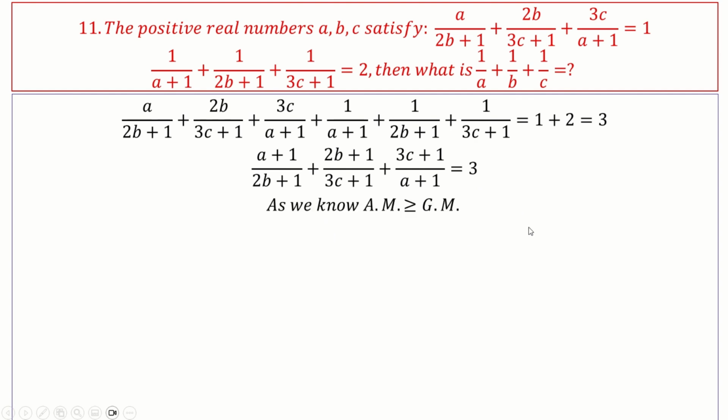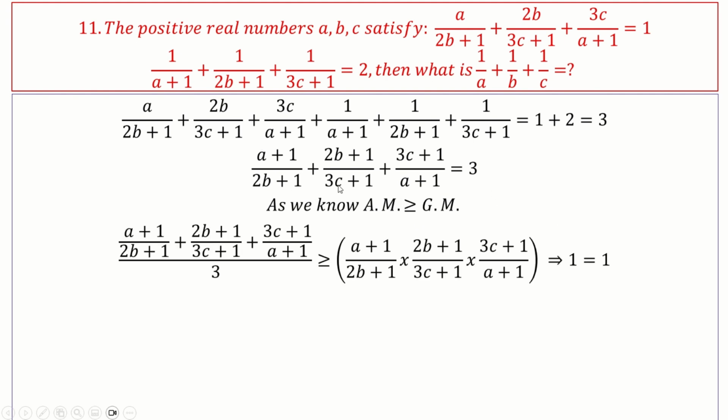Now we know that the arithmetic mean is greater than or equal to the geometric mean. If you consider each one as one term, one number, then x plus y plus z by 3 is greater than or equal to x into y into z to the power of 1 by 3. I missed the 1 to the power of 1 by 3 here.